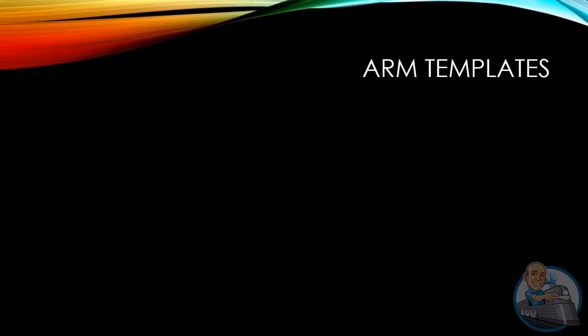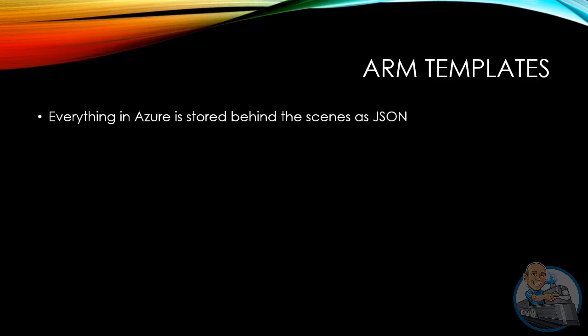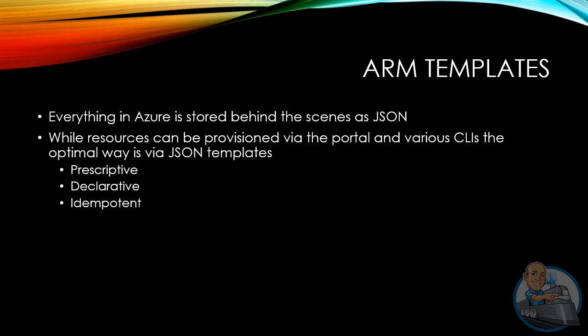Now I mentioned creating resources. Everything in Azure behind the scenes is JSON. I can provision via the portal, via the CLI, via PowerShell. The best way is a JSON template. They're prescriptive. They're declarative. I'm saying my intent, what I want the end state to be. I'm not telling it how to do it. And because it's declarative, it's idempotent. I can rerun this template as many times as I want. If it matches what's deployed in the resource group, nothing is done. If the state of the resource group does not match my template, it will make it so.